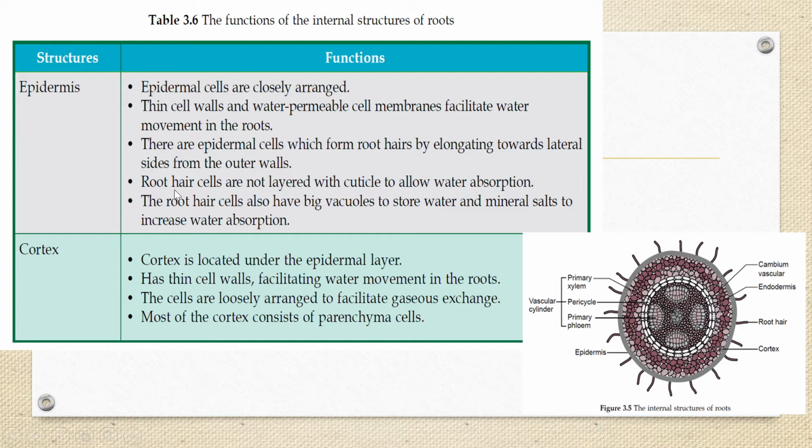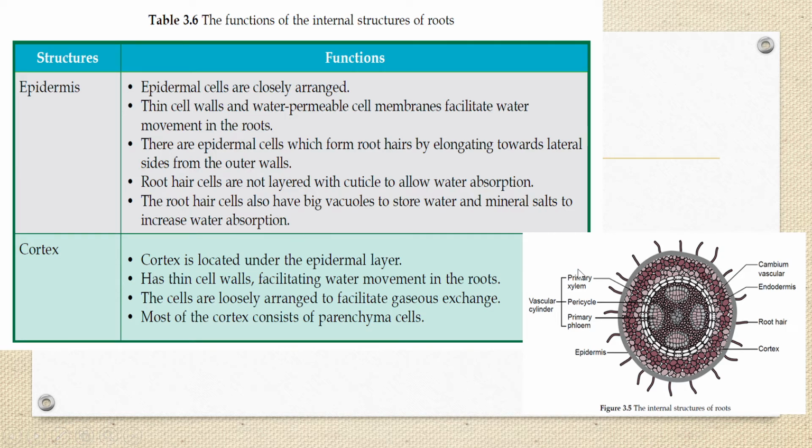Then the root hair cells are not layered with cuticle. In other words, the cuticle is the waxy layer. Still remember that it is insoluble. It doesn't allow water to penetrate through. But root hair doesn't have this cuticle, and therefore it is able to allow water to pass through, allowing water absorption. Also, these root hair cells have big vacuoles. The reason is to store more water and mineral salts, and therefore increase the capacity of the root hairs to serve in water absorption.